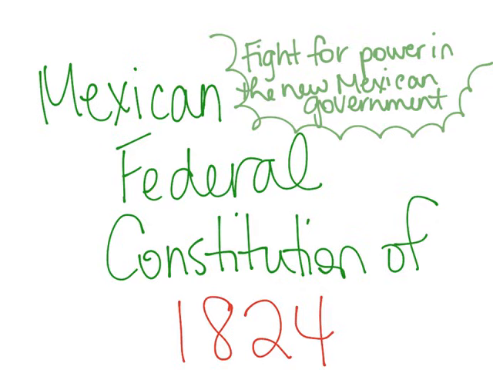The Constitution of 1824 also divided power amongst the three branches of government, just like the U.S. Constitution. A president served as the head of Mexico, but the people of Mexico don't elect the president. Instead, the president is elected by the lawmakers, or the members of Congress.